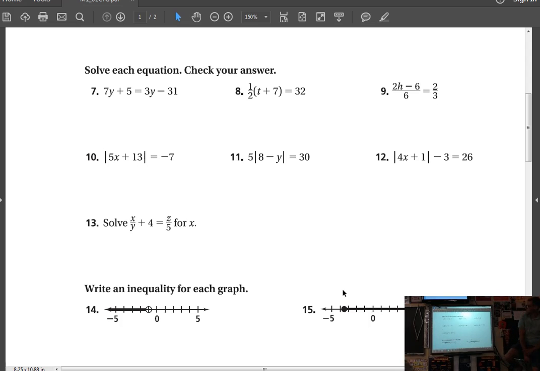What else? 7 through 13 section. Anyone want to see either of these absolute value situations solved out? Anyone struggle on like 11 or 12? Want to see those? Yeah, Crystal? 11? Yeah, I would love to.